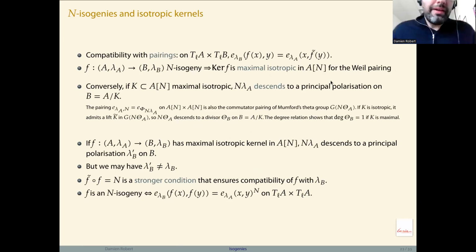Now, you probably heard that when we look at isogenies between abelian varieties, we want to look at kernels that are isotropic for the Weil pairing. So why do we want to do that?